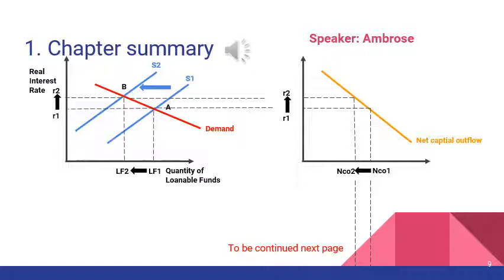The higher interest rate will reduce the net capital outflow, and then reducing the net capital outflow in return will reduce the supply of local currency in the market for foreign currency exchange from S1 to S2 in the next graph, which we will talk about on the next page.